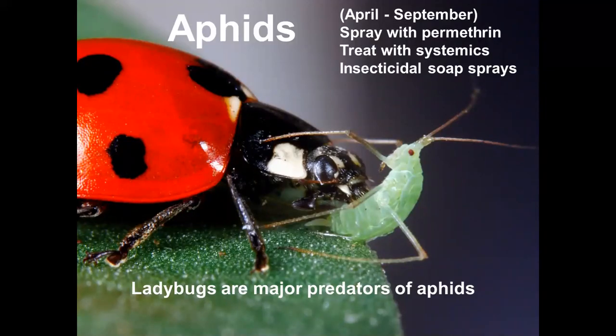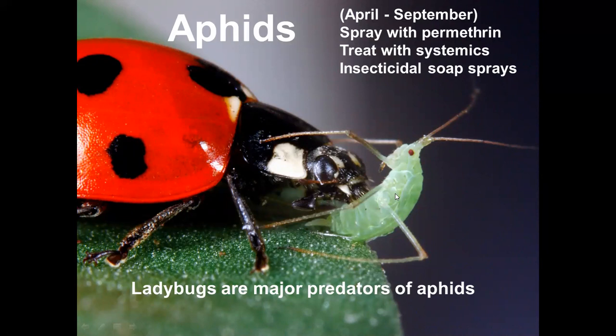So this is a cool picture. Aphids, we can treat them with systemics. These are an easy target for any of those systemics I mentioned. There are also insecticidal soap sprays for people that want more of the green option. Not a lot of people end up doing insecticidal soap sprays, but it is in our list of protocols we can do.